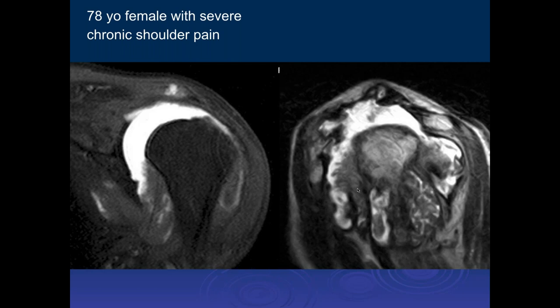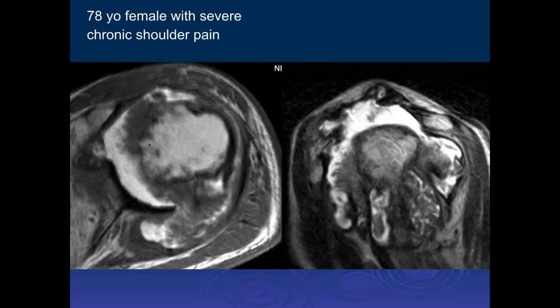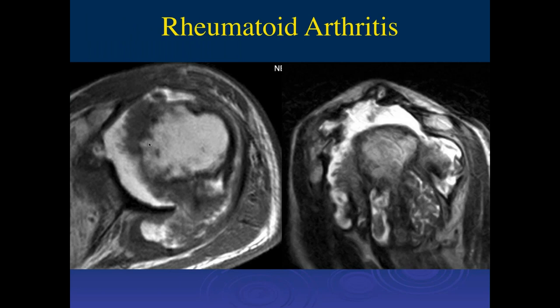A 70-year-old with chronic shoulder pain. So there's a large effusion and hypertrophy. We have loss of the cartilage from the humeral head, which looks very thin. Okay. And we see a lot of synovial hypertrophy, erosion of the humeral head. So what do you think this is? Inflammatory arthropathy, like rheumatoid arthritis. And this is severe long-standing rheumatoid arthritis.